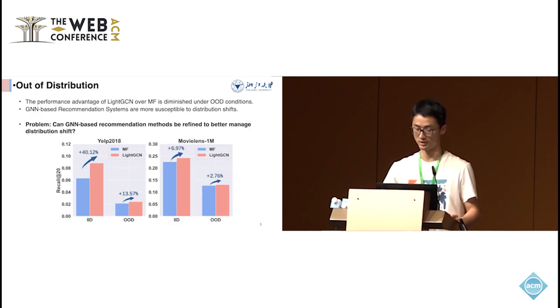In order to more clearly reflect the impact of distribution shifts on model performance, we conducted experiments on MF and LightGCN under both IID and OOD conditions. It can be found that both MF and LightGCN exhibit a significant performance decline under OOD conditions. Additionally, the performance advantage of LightGCN over MF under IID is noticeably diminished under OOD conditions, which means GNN-based recommendation systems are more susceptible to distribution shifts. So, this work focuses on improving the robustness of graph-based recommendation system against the distribution shift.